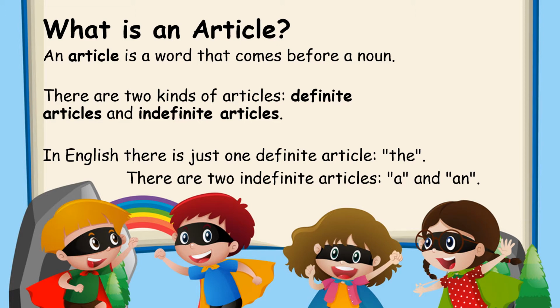But which words? There are two kinds of articles, definite article and indefinite article. Definite means sure, indefinite means not sure. In English, there is just one definite article, the. And there are two indefinite articles, a and an. So our articles are a, an and the, in which one is definite and two are indefinite.